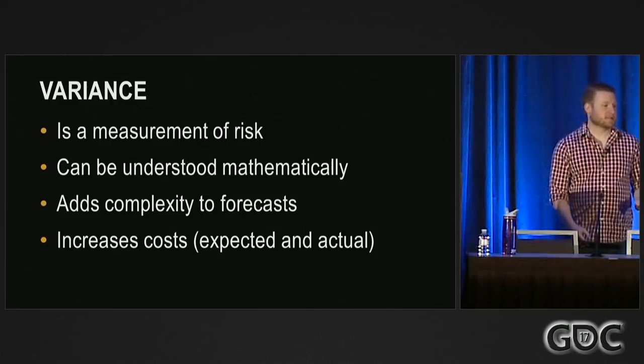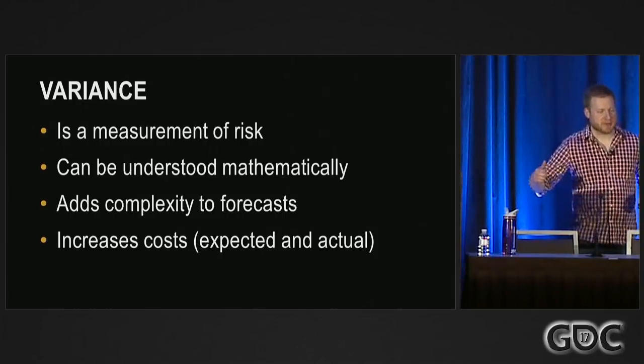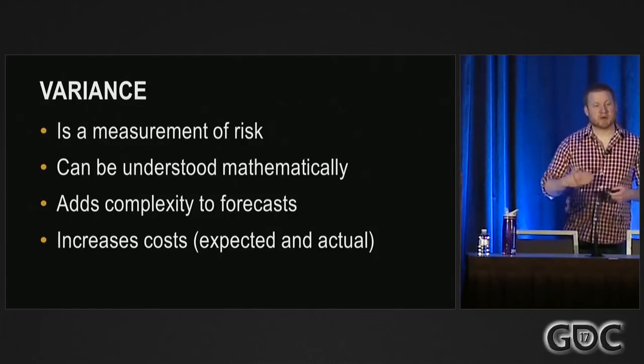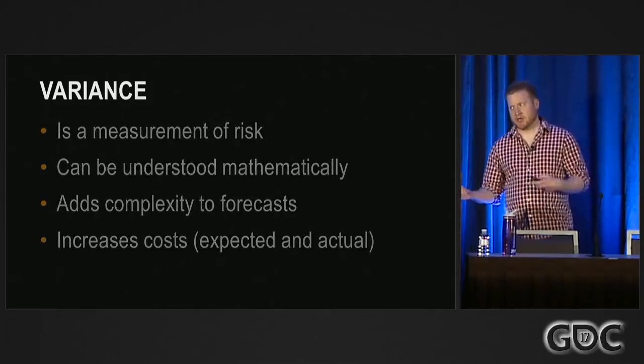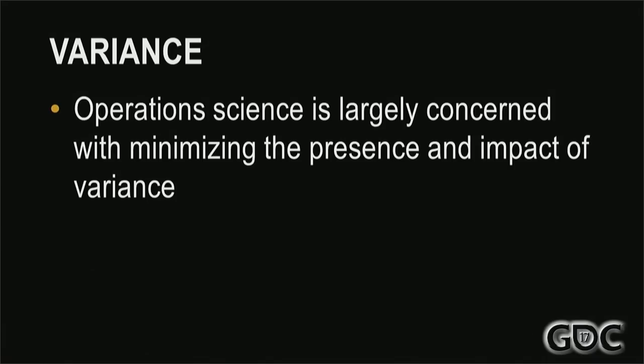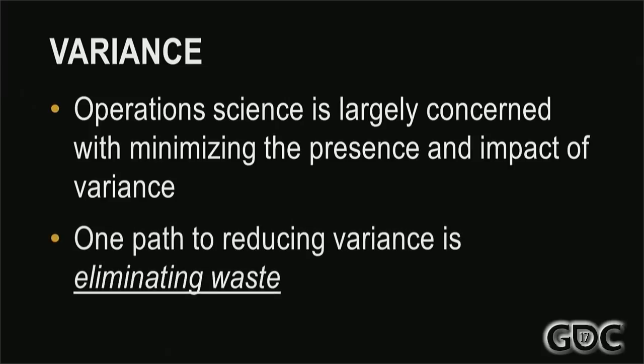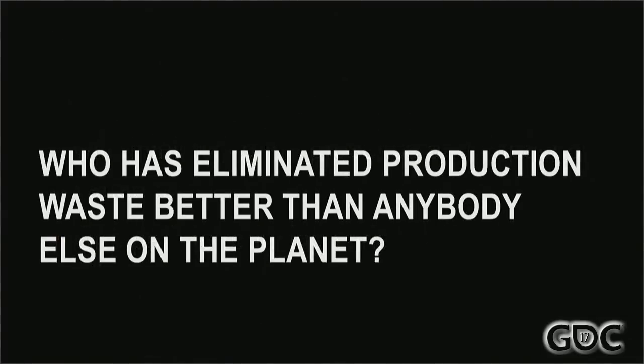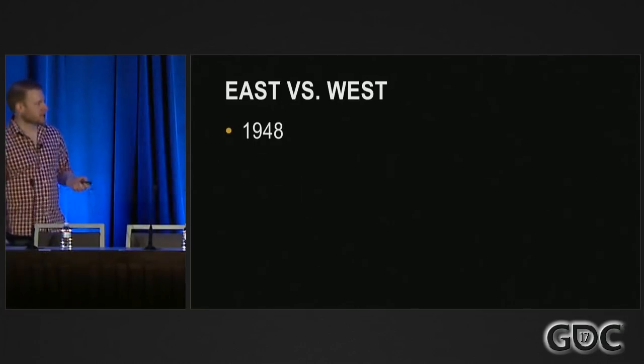And it increases your costs, both your expected, what you need to be able to pay and keep in reserve, and what you actually do end up paying. Operations science is largely concerned with minimizing the presence and impact of variance. And one of the main ways to do that is by eliminating waste. So then the major question becomes, who has eliminated waste better than anybody else on the planet? For my money, you need to go back to the heady days of 1948.